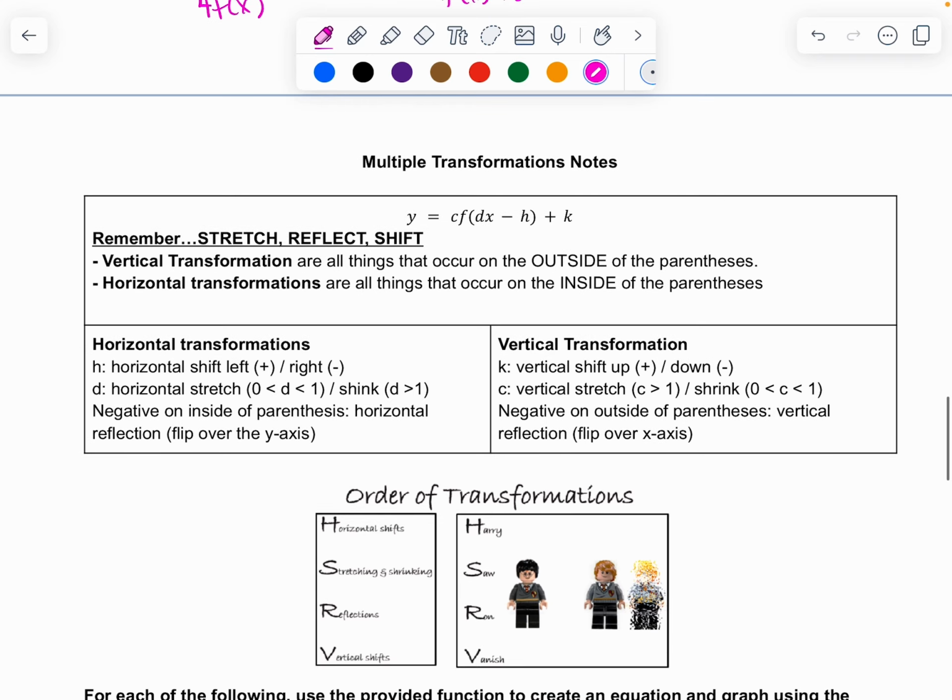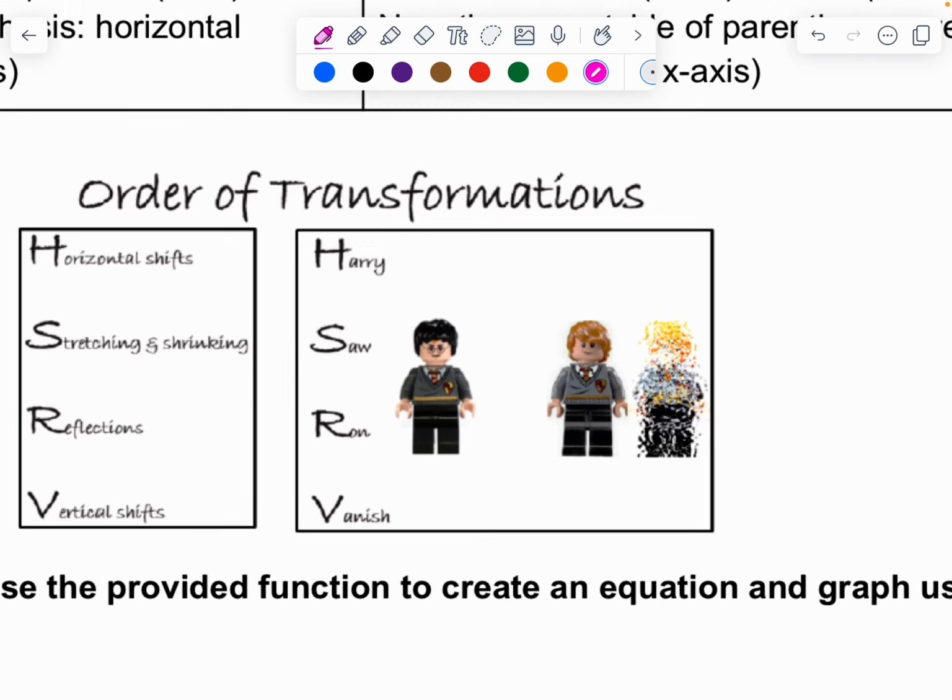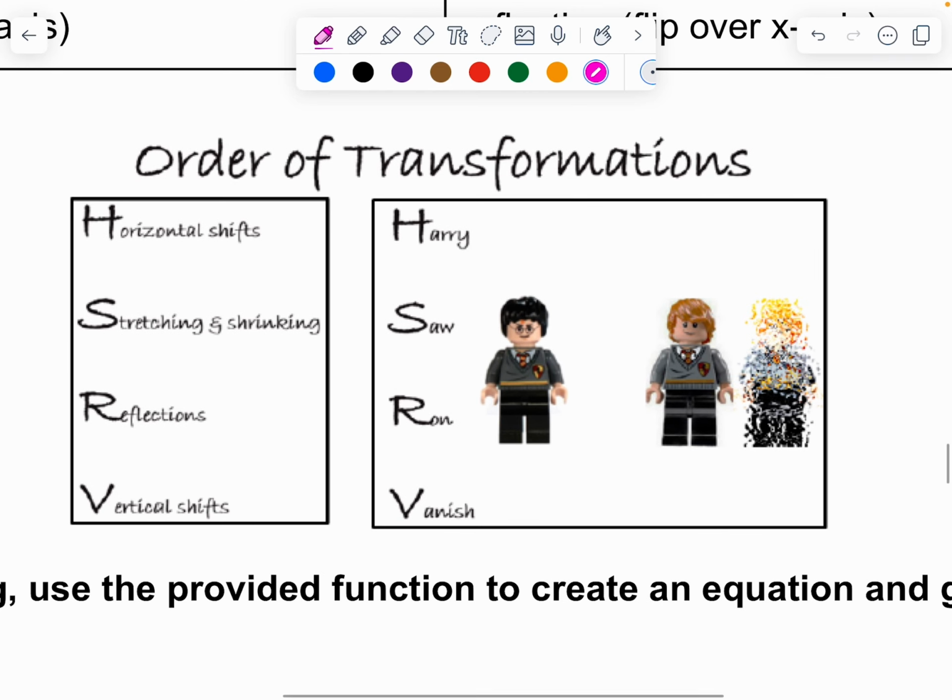Okay, this is just the same notes that were up above, that top part. This is the part we're going to look at. Just like we have order of operations that say PEMDAS, and that tells us what we should be doing, we also have it for transformations. We do horizontal shifts, stretching and shrinking, reflections, and then vertical shifts are the very last thing that we do. Okay? So I'm going to teach you a way to do this.